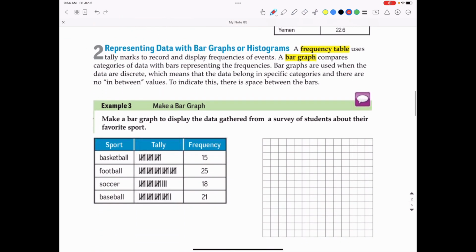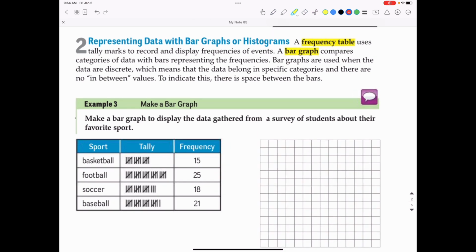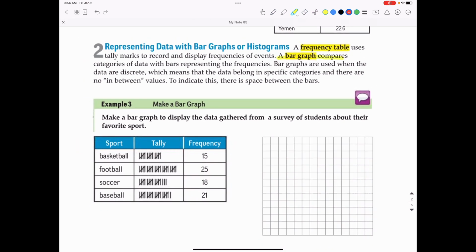Another type of visual representation are bar graphs or histograms. A bar graph is something you're probably familiar with. It compares categories of data with bars representing the frequencies. Bar graphs are used when the data is discrete, and what that means is that the data belongs in specific categories and there are no in-between values. When there's no in-between values, there should be a space between the bars. That is slightly different from a histogram, which will be shown later in this section, where there is no space in between bars.